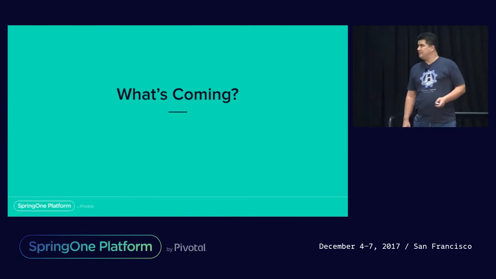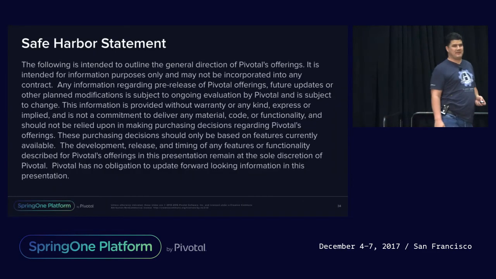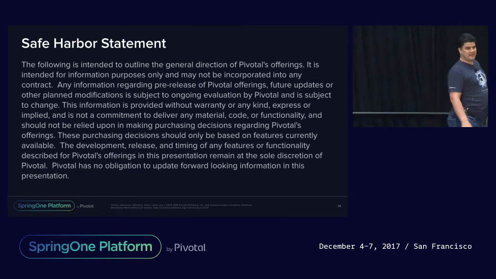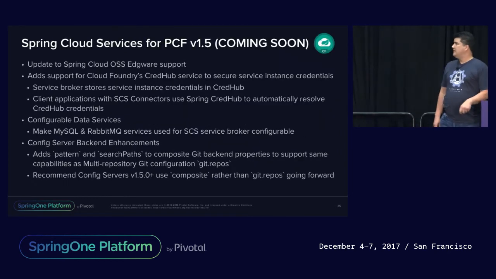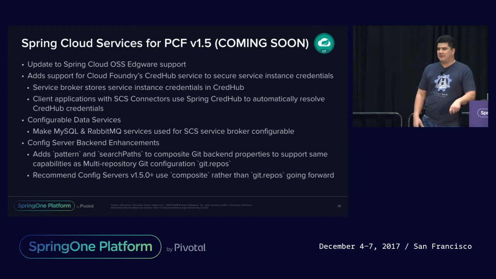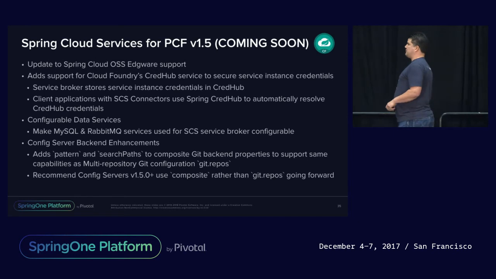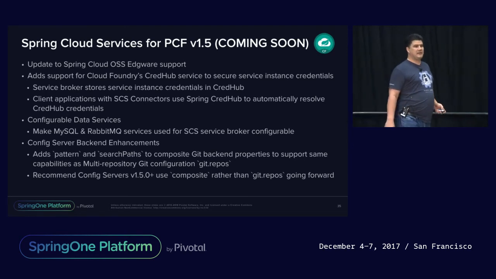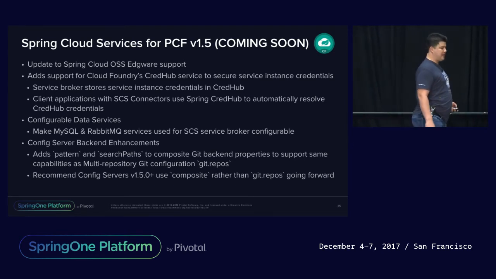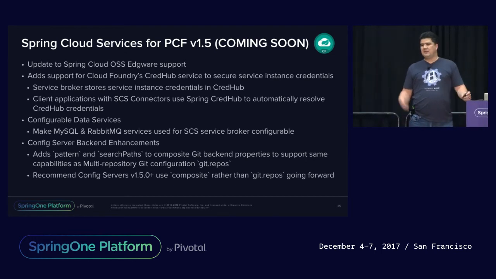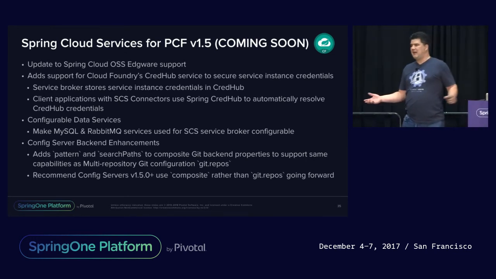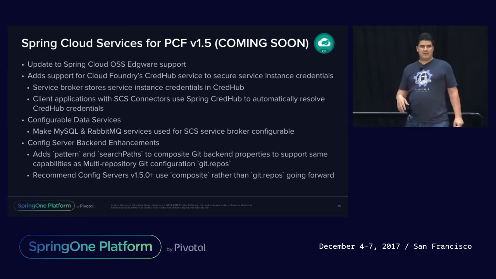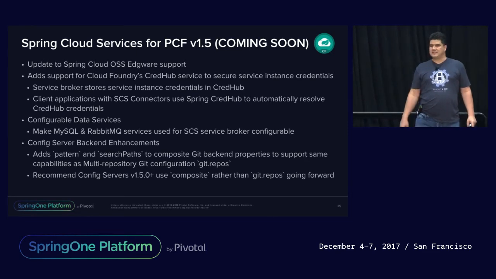Now, what's coming? So this is interesting. Here's the Safe Harbor statement. Read that really fast because this is what keeps me out of trouble. What we're coming out with in 1.5, and what I mean by soon is very soon, is Edgware support. So Spring Cloud OSS Edgware is the new version of Spring Cloud OSS that's coming out. And on top of that, we're also going to be integrating with one of the Cloud Foundry projects called CredHub. This is a way to actually manage secrets on the platform. Our service broker will integrate with CredHub and automatically store credentials there if you enable it.